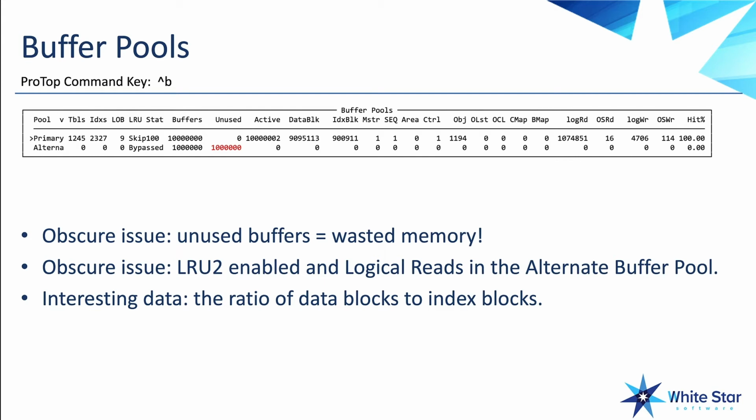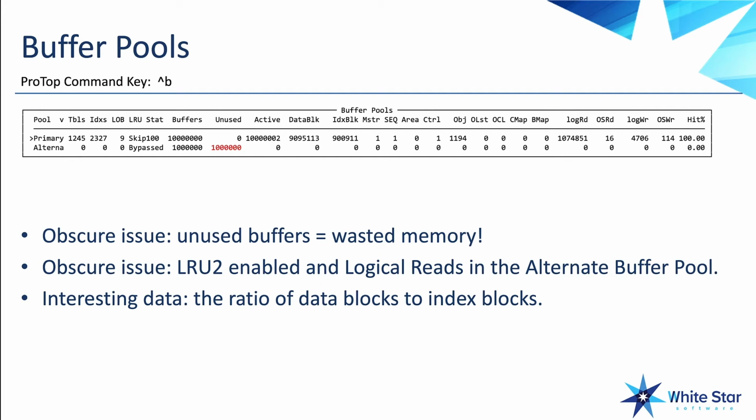One of the obscure issues that you can see with buffer pools is sometimes you have unused buffers, which is wasted memory. In this particular case, we see that 1 million buffers were allocated to the alternate buffer pool, but they're not being used. So this is about 8 gig of memory being wasted on this particular server. If you look at the buffer pool data, it can be really interesting to see the ratio between data blocks and index blocks. In this case, it's about 10 to 1, 9 million to just under 1 million.